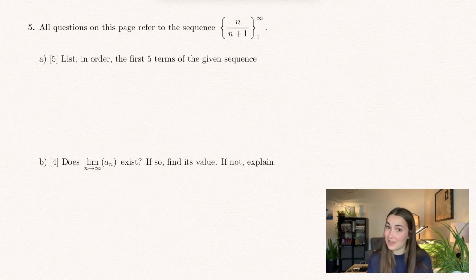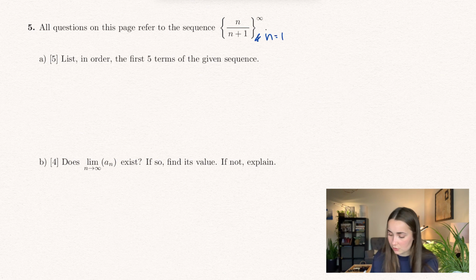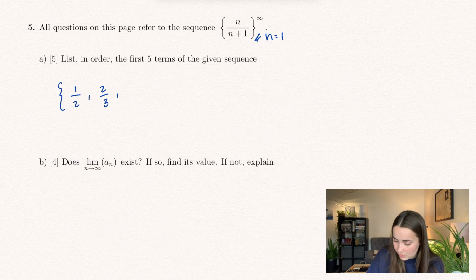Now we have a sequence. Here we have the sequence n over n plus 1, evaluated from n equals 1 to infinity. First, we're going to list in order the first 5 terms of the given sequence. So first we have n is equal to 1. We get 1 over 1 plus 1, which is 1/2. N is equal to 2, we get 2/3. N is equal to 3, we get 3/4. N is equal to 4, we get 4/5. And n is equal to 5, we get 5/6. And then it'll go on forever.